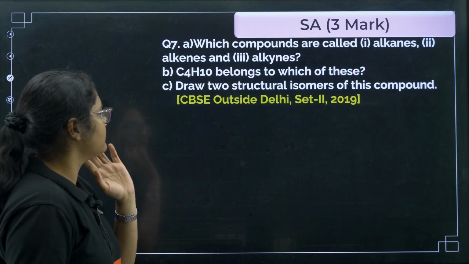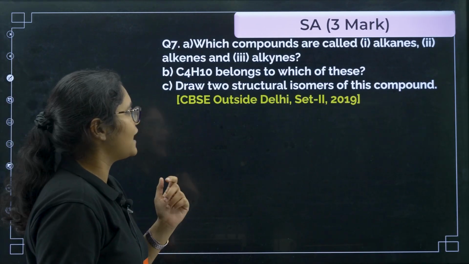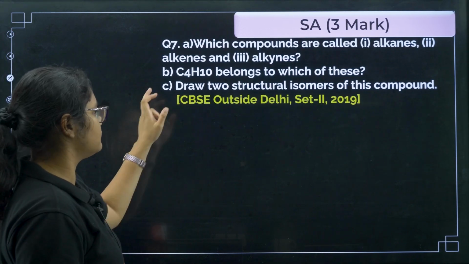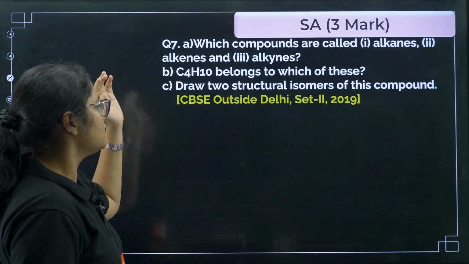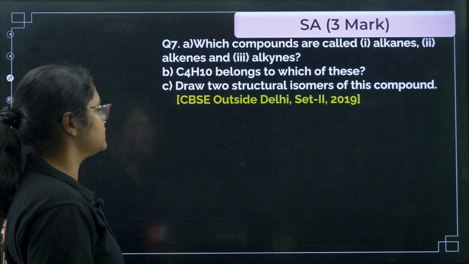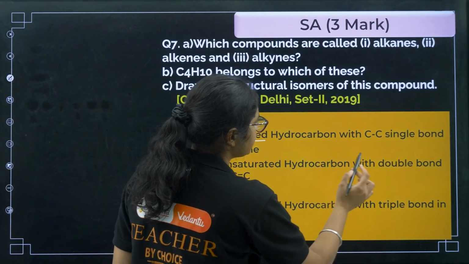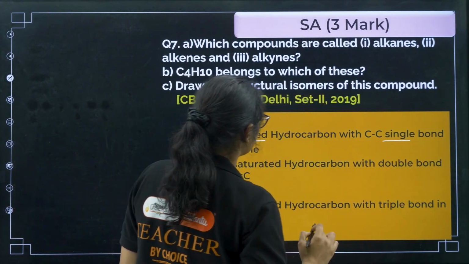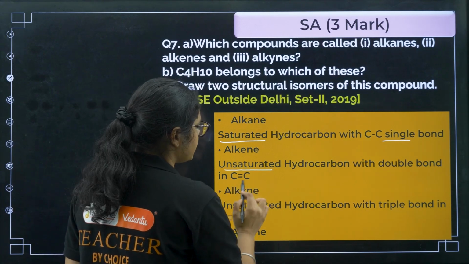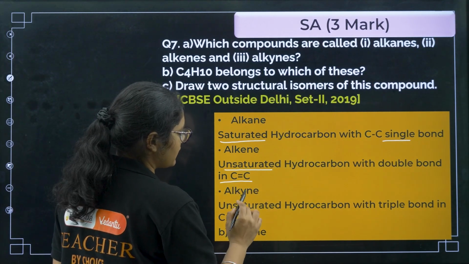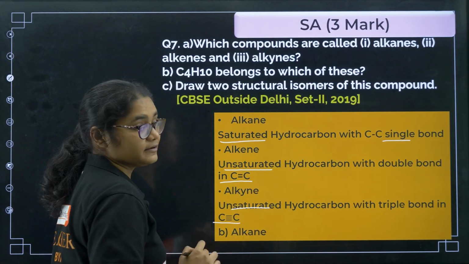Next, question number 7: which compounds are called alkanes, alkenes and alkynes? C4H10 belongs to which of these? Draw 2 structural isomers of this compound. Okay. So alkane means what? A saturated hydrocarbon, okay, with single bonds. Alkene is an unsaturated hydrocarbon with a C=C double bond. Alkyne is unsaturated with a C≡C triple bond.